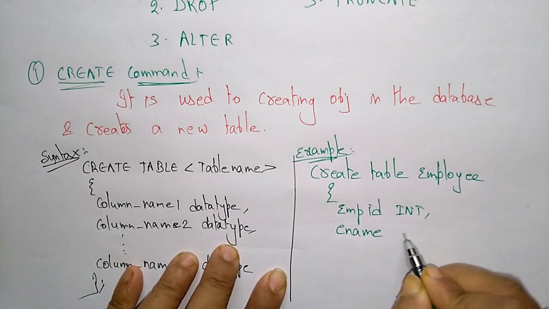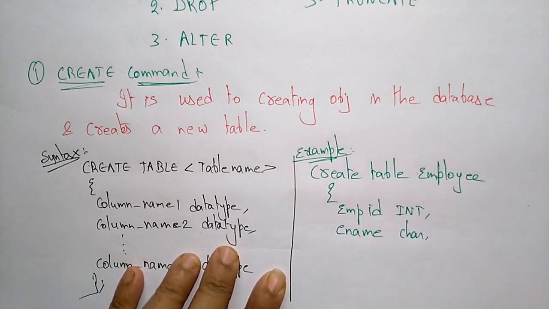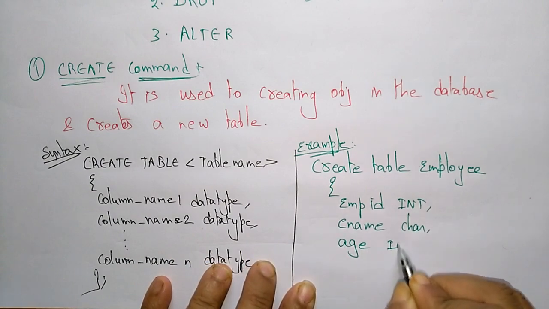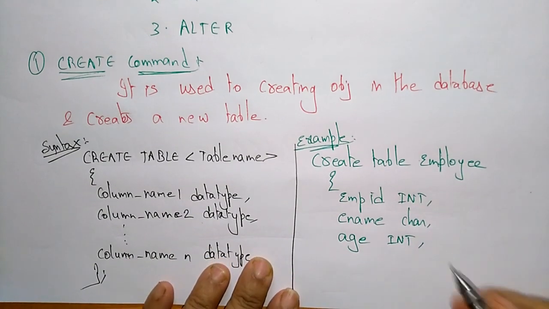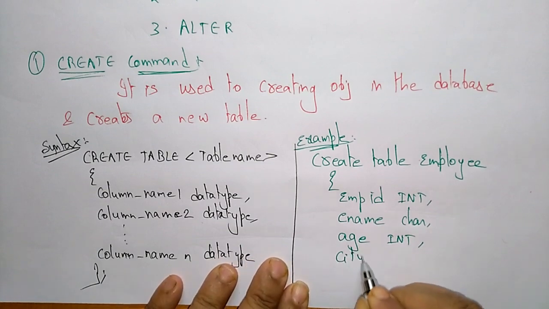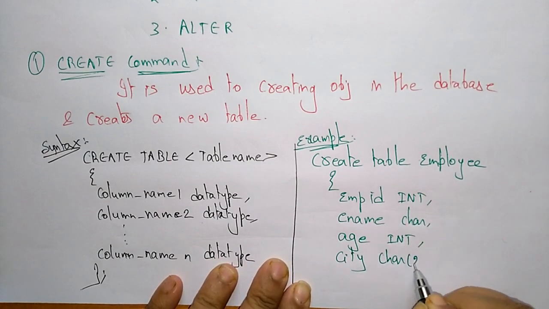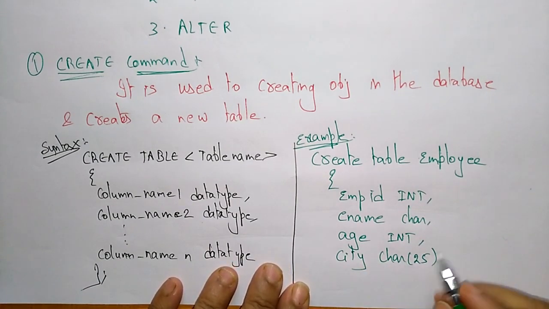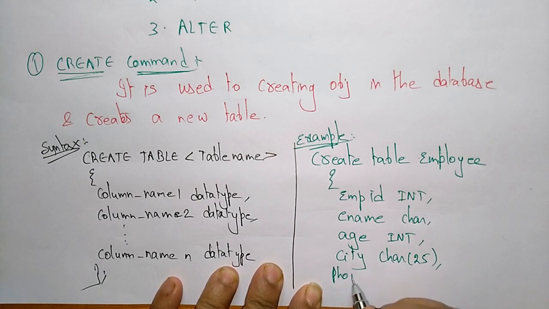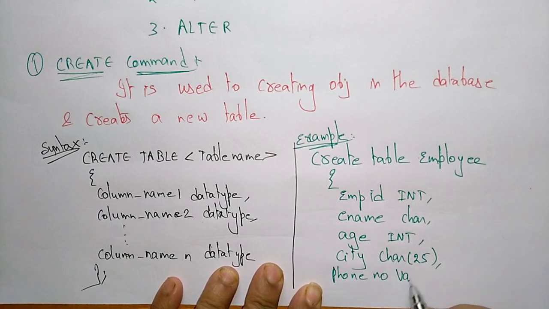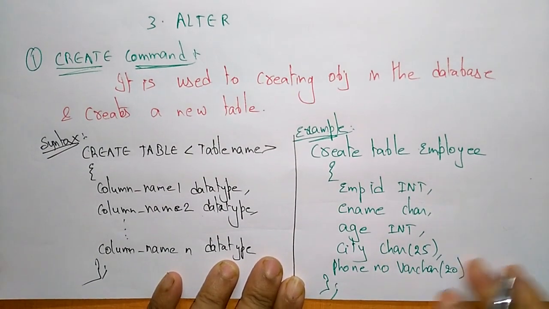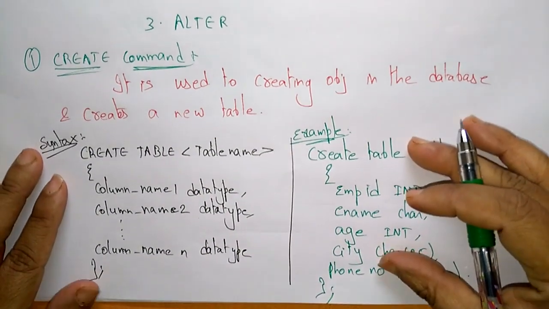E-name, the employee name, should be a character. So always the name should be a character. Age, age is integer. And coming to city, character, I am mentioning the size, meaning up to 25 characters you can enter for the name of a city. And coming to the phone number, it should be varchar. And close the create table. So this is how to create a table.